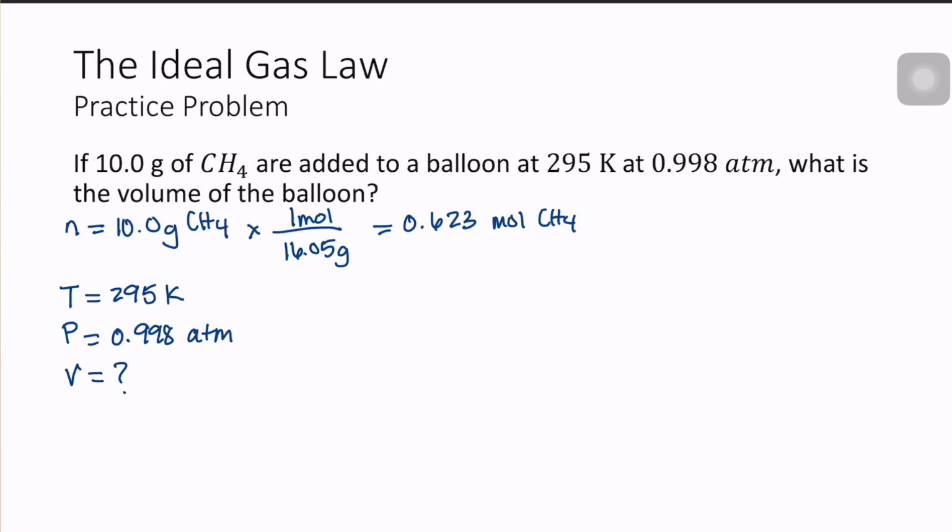When I write out all of my units like this, it's very easy to see that I need to use the equation that has all four properties of my gases. And the only one that does that is the ideal gas law, PV equals nRT. I need to rearrange this to solve for volume. So volume is equal to nRT over P.